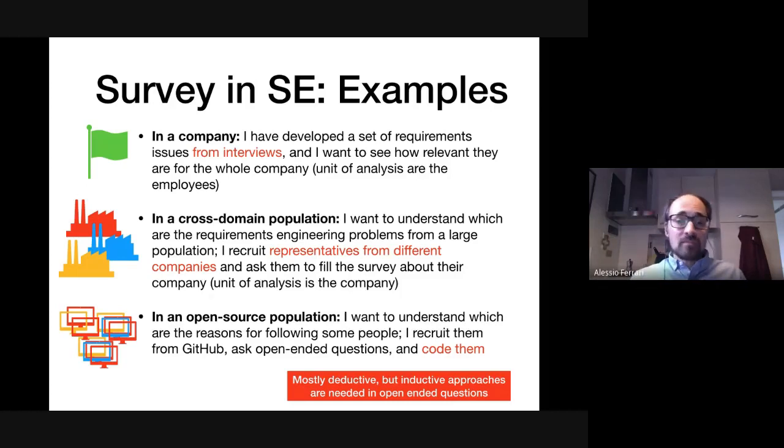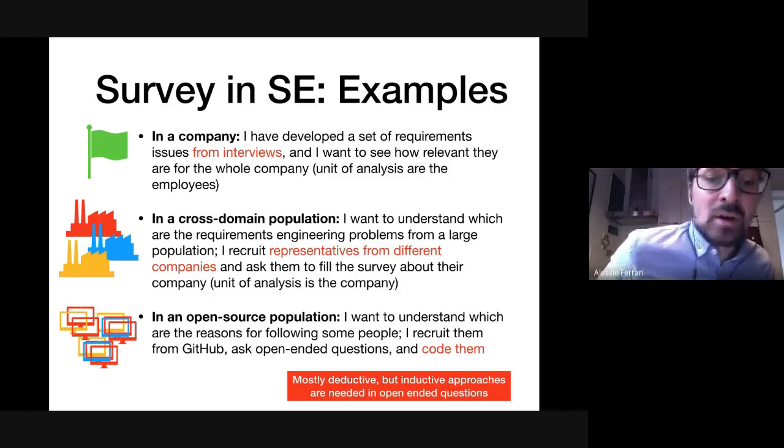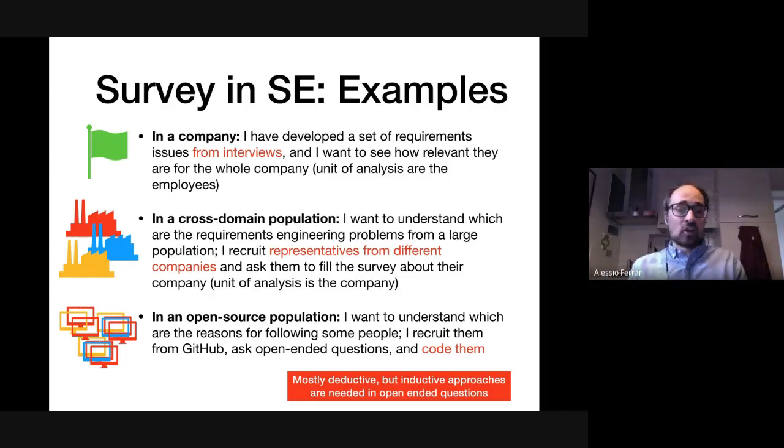A second example is about a cross-domain population. For example, I want to understand which are the requirements engineering problems, again, but from a larger population, not just from a single interview. And I decide to recruit participants from different companies, representatives who answer the survey about their company. So in this case, the unit of analysis is the company. Each single subject from the company somehow acts as the representative of the information about the company, not about themselves only. In this case, the single unit is the company.